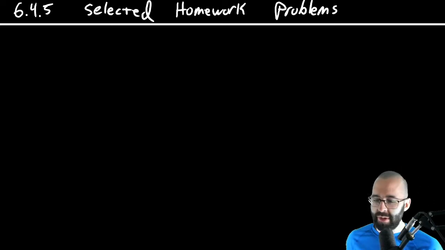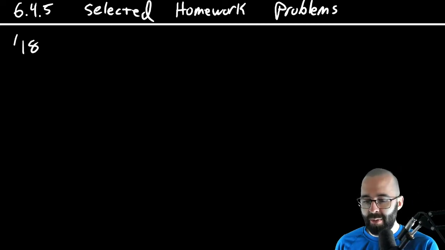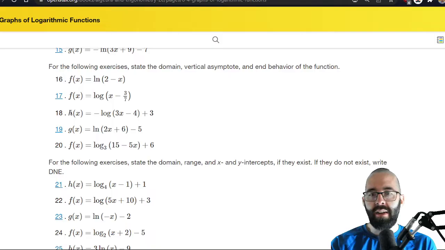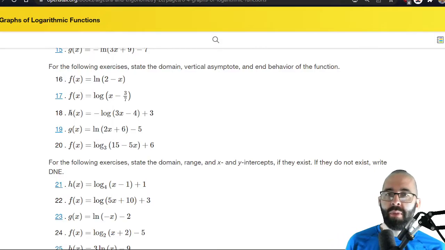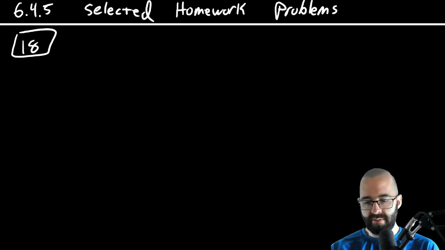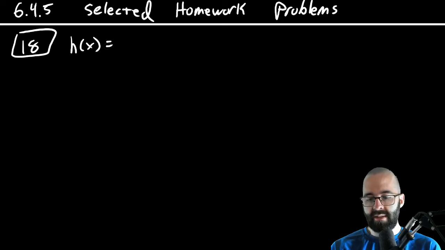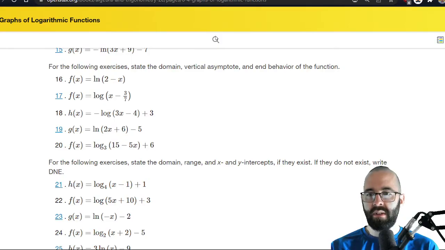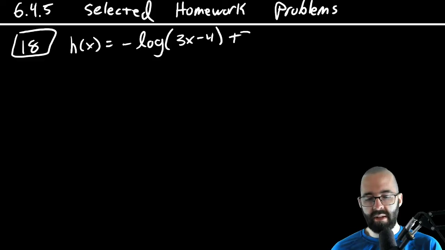All right, let's do some homework problems. We're going to start by looking at number 18. Number 18 says, state the domain, the vertical asymptote, and the end behavior of the function. And it's this function, negative log of 3x minus 4 plus 3.